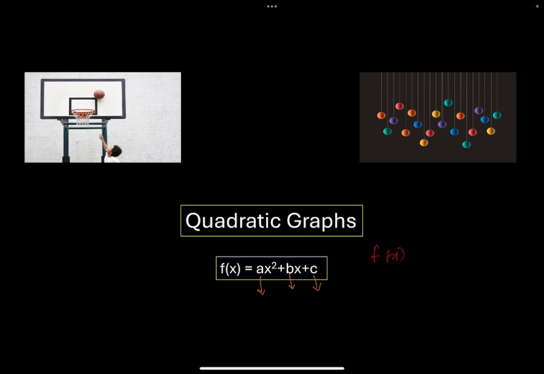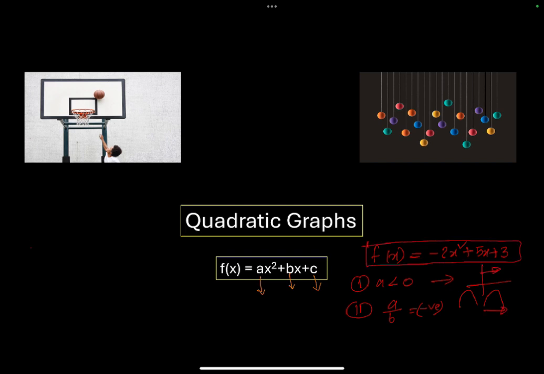Then if we have an equation like f of x is equal to minus 2x squared plus 5x plus 3, first of all, since a is less than 0, the opening of the parabola is at the negative side. That means the graph might be this or this. Second, since b divided by a is negative, the graph is obviously on the right side. That means the graph of this polynomial f of x is equal to minus 2x squared plus 5x plus 3 is either this or this. So we can sketch a graph by only observing the signs of the constants of a polynomial equation.